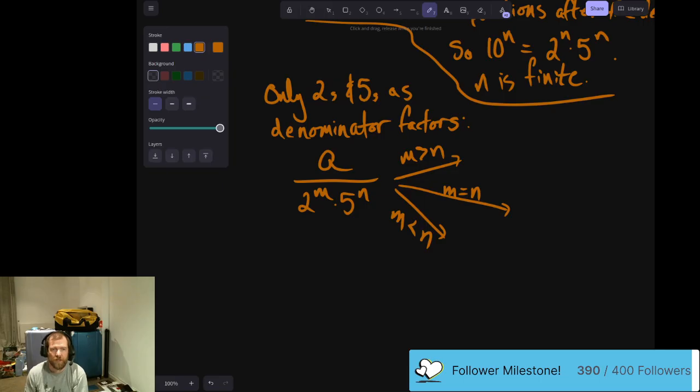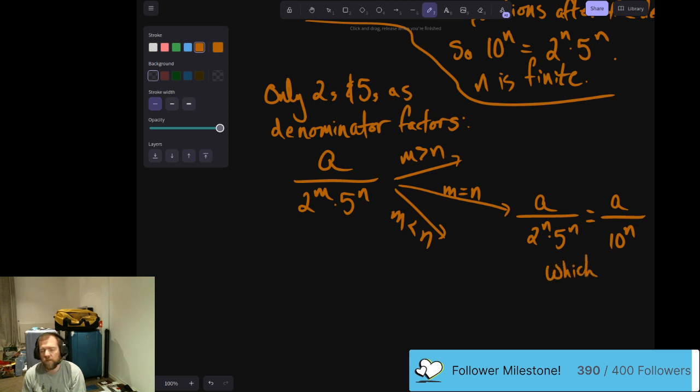Okay, so if m is equal to n, this is the easy one, then this is just going to be a over 2 to the n times 5 to the n, which is a over 10 to the n, which has a terminated decimal after n places.